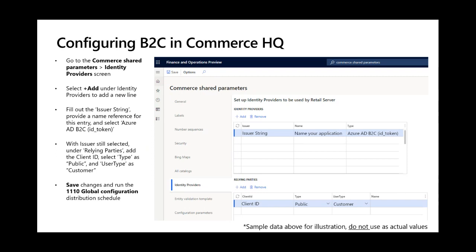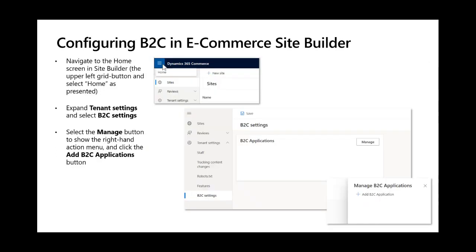You can now navigate to Site Builder, and we'll do the final piece of the configuration. So in Site Builder, you want to start at the home screen. And I like to point out the home screen is the blue grid on the top left corner of the page in the Site Builder portal. When you click that grid, you'll see the home drop-down option. So as you navigate to home, you'll see the menu item for sites and tenant settings, and you want to select the tenant settings to drop that down.